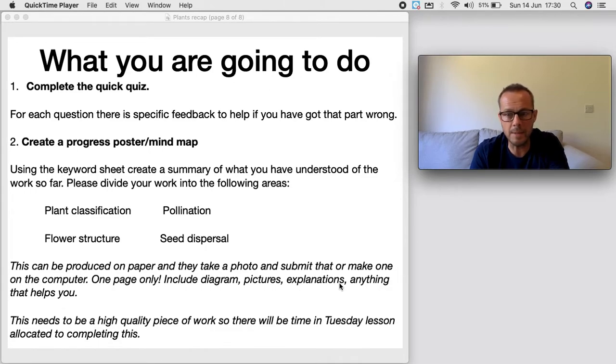It can be done on paper or it can be done digitally, but it does need to be submitted digitally. So if you do it on paper, please take a picture of it and then submit that. I would really like this to be a high quality piece of work. So you've got part of today's lesson once you've done the quiz and watched this video, but part of Tuesday's lesson as well will be allocated to completing this.